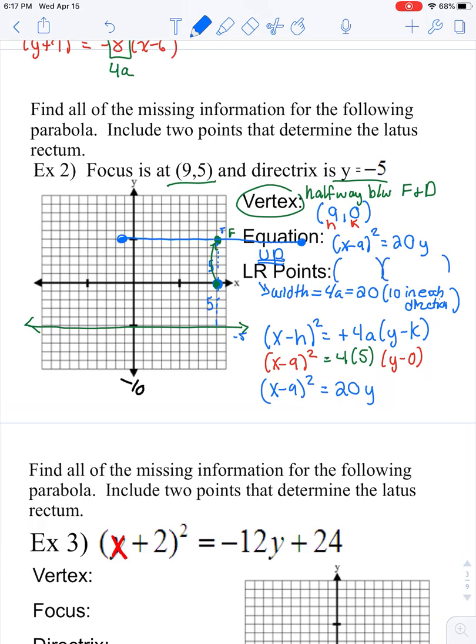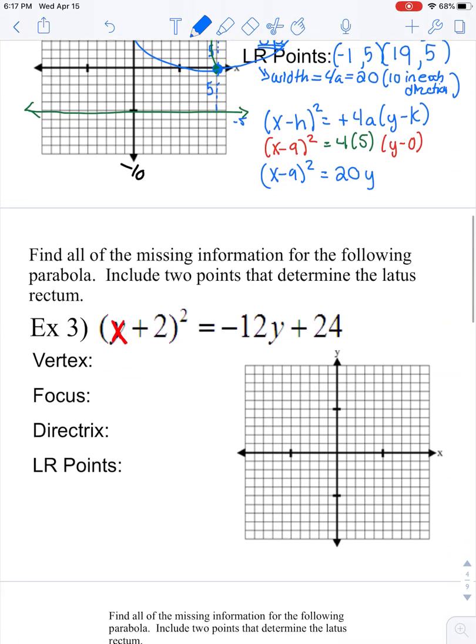So really think about these points. Both of these points are going to have the same y value this time. So we'll put in that y value of 5. I had to go 10 units to the left, putting me at negative 1 for my x, and then I had to go 10 units to the right, putting me at 19. And now I'm ready to plot my parabola as best I can, even though it's off the graph a little bit.